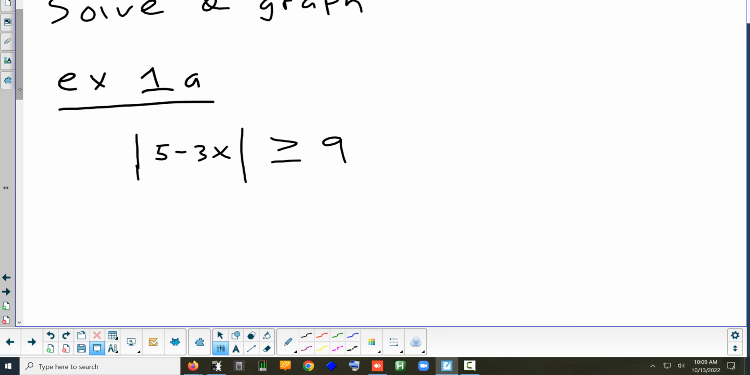All right, so when we look at this one, Sean, are my absolute value bars by themselves on one side? Yes. There's nothing else out here like that. Okay, so the absolute value bars are by themselves. So now we can go right to step 2, which is to split. Anyone think they can tell me the first problem that this is going to split into? Yeah?